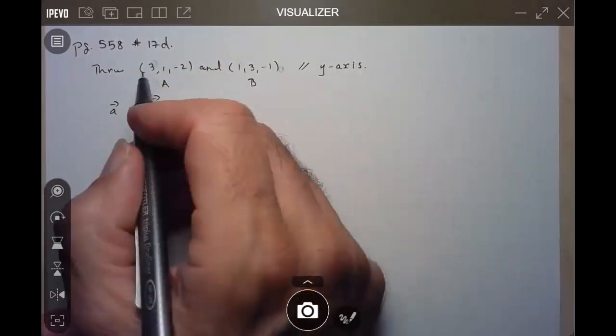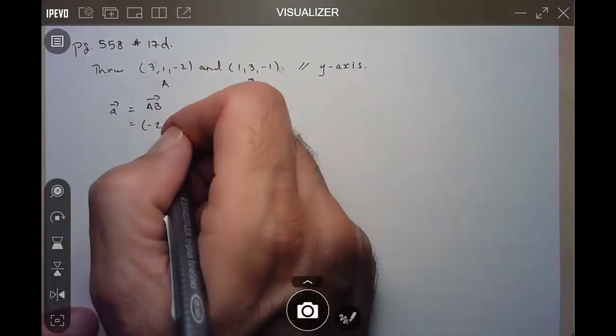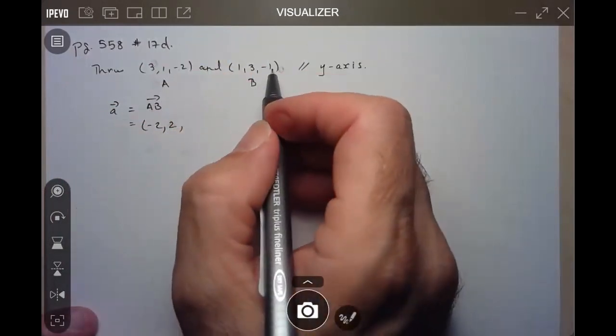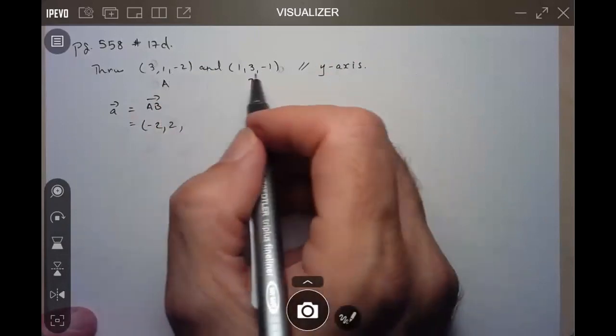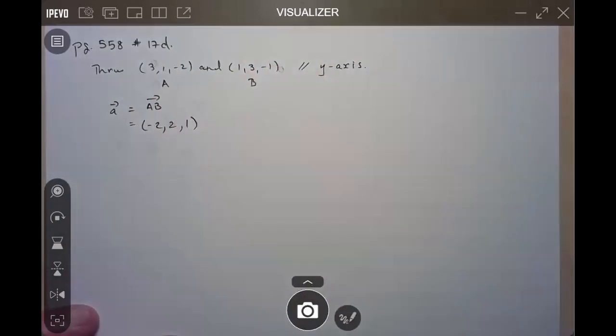So AB: 1 minus 3 is -2, 3 minus 1 is 2, and then -1 minus -2, so -1 plus 2, looks like that's going to be 1. Again, make sure you're checking my algebra here. Now, how to get the second direction vector?